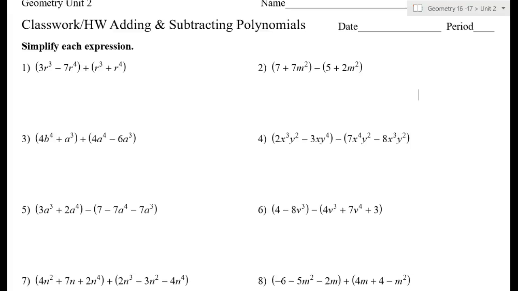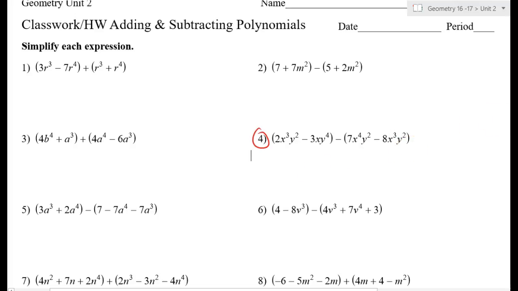Alright, so I'm going to be going over a couple of the problems on the Geometry Unit 2 Lesson 1 homework. I'm going to start with number 4 here. I'm going to do a couple of these. So this is going to be the video about how we solve or simplify the expression for number 4.